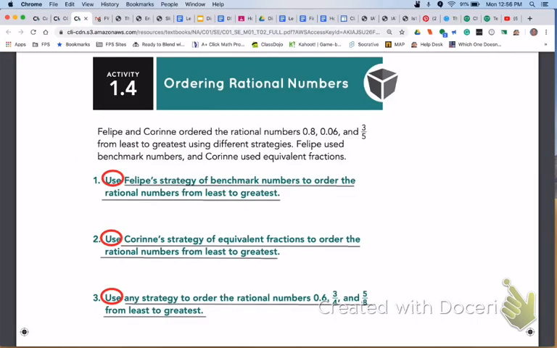Please turn to page 77, activity 1.4, ordering rational numbers. Felipe and Corinne ordered the rational numbers 8/10, 6/100, and 3/5 from least to greatest using different strategies. Felipe used benchmark numbers and Corinne used equivalent fractions. Please answer number 1, 2, and 3 with your group.